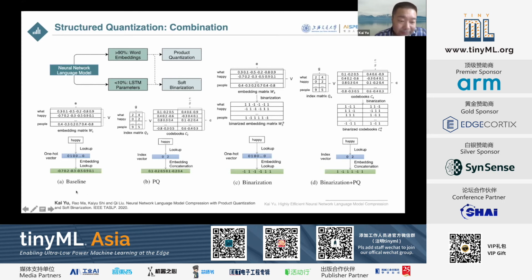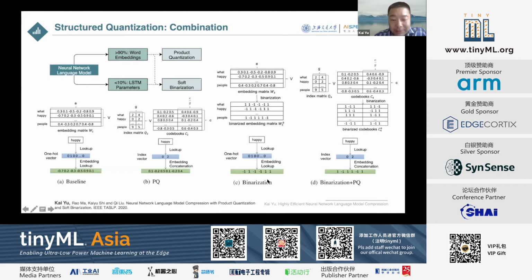Let's see from the left. The left is the baseline. The input is the original word embedding matrix, one vector per word. If we do product quantization, basically we have a structured word embedding representation. The whole space is split into, in this example, two subspaces. We have two small vectors to form the codebook, and we have the index combining together to form the whole embedding space.